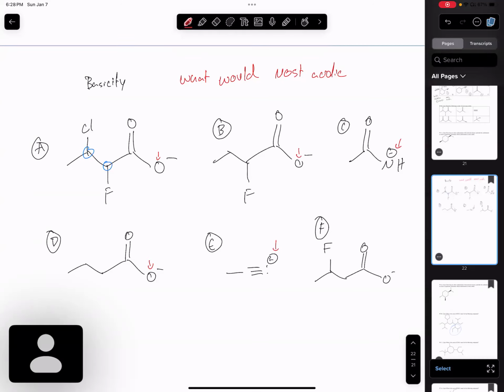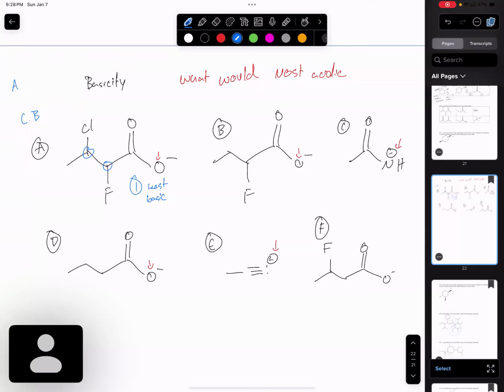So in terms of basicity, this would be least basic, right? Yes, but why is this least basic? Explain why again. It's least basic because it would be the most acidic compound. This is the conjugate base of an acid.